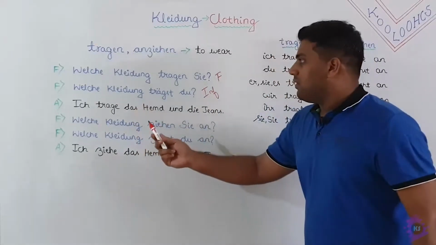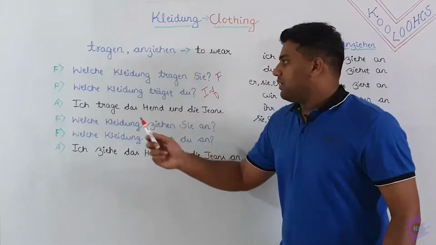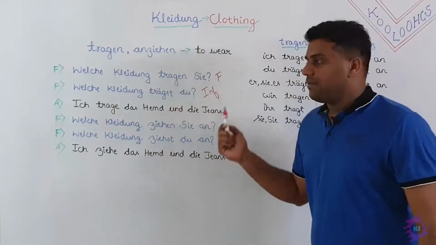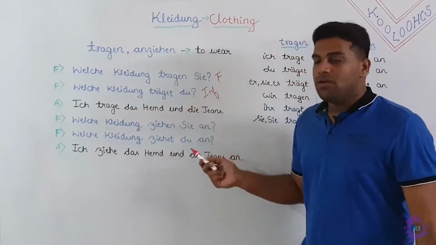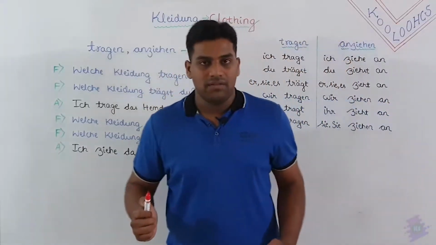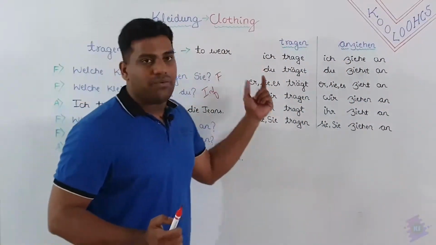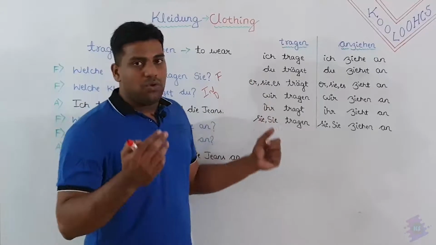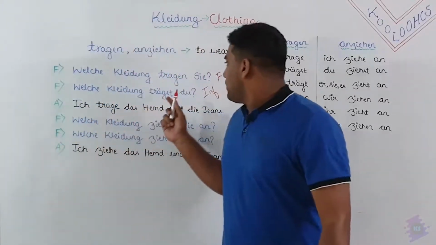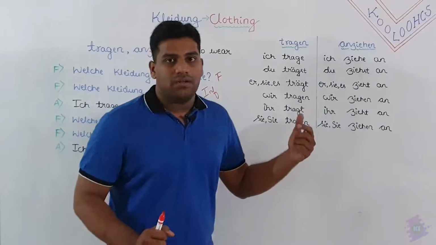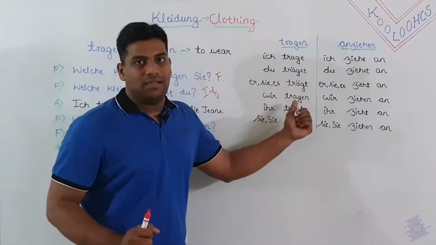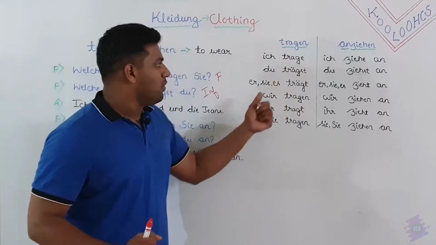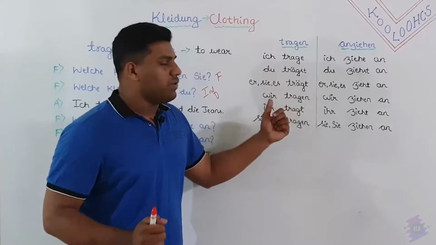And you can answer like this: Ich trage, that is I wear. Ich trage das Hemd und die Jeans. I wear the shirt and the jeans. As we came across this verb tragen, let us understand its conjugation according to different pronouns. The first person is ich trage, that is I wear. You wear is du trägst. And he, she, it wears will be er, sie, es trägt. You have umlaut for second person and third person singular. Only in these two cases you have umlaut, and in the rest you don't.